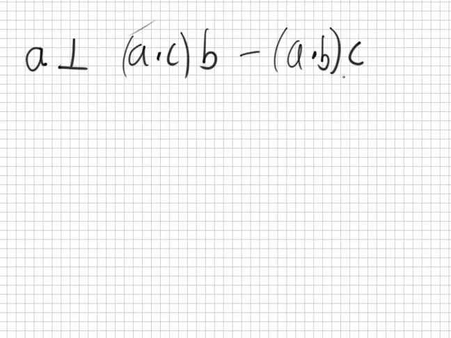Prove this for me. Prove that A is perpendicular to that vector, A dot C times B minus A dot B times C.